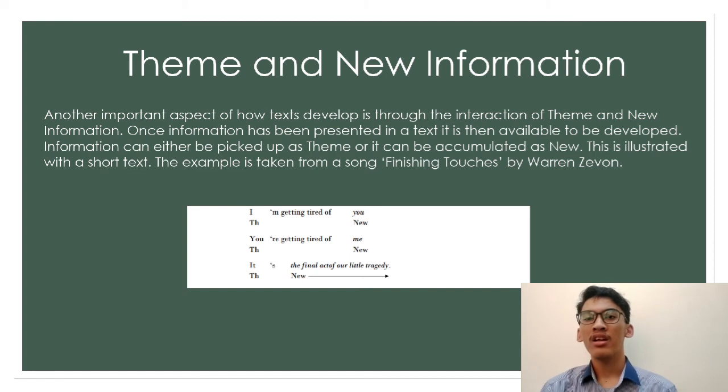The example is taken from a song, Finishing Touch by Warren Zevon. In this text, the participants are introduced in the first line, the singer as theme and the address as new. In the second line, the positions are reversed, the address as theme and the singer as new. The final line summarizes all information in the previous two lines.